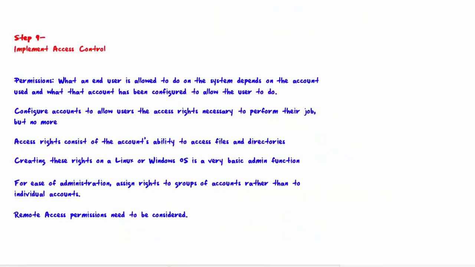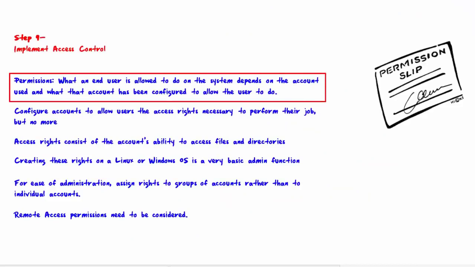Thank you. Welcome to step 9, implement access control. We start with permissions. What are permissions? What an end user is allowed to do on the system depends upon the account used and what that account has been configured to allow the user to do. Most operating systems allow very granular control as to what a particular account is allowed to do.